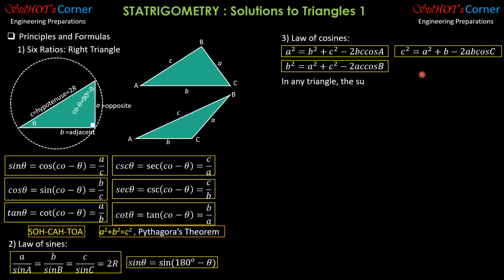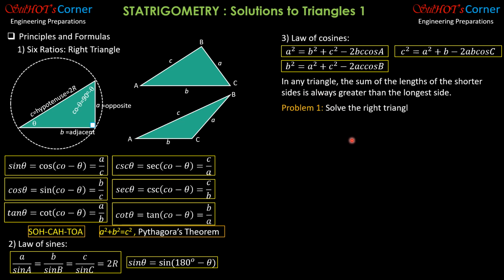And of course, in any triangle, the sum of the lengths of the shorter sides is always greater than the longest side. So always remember this situation. Then the shortest side of the triangle is opposite the smallest angle. The longest side is opposite the biggest interior angle of a triangle. So that's the principle and concept.